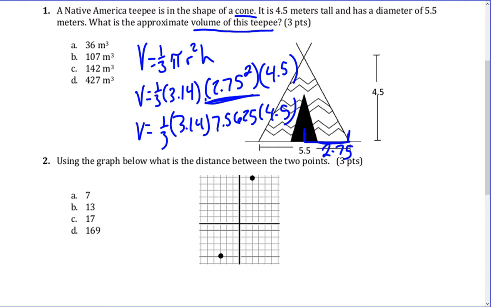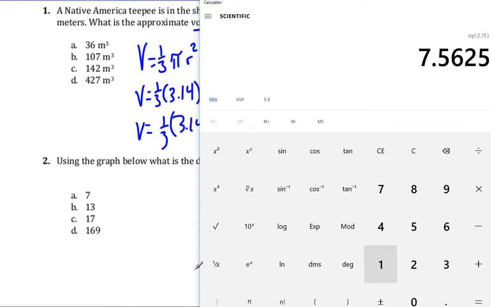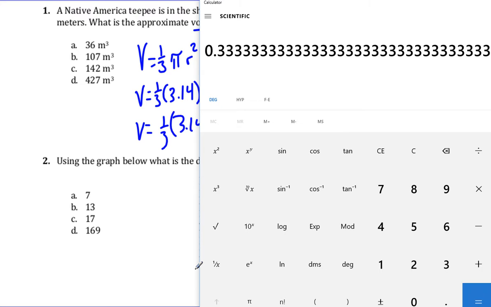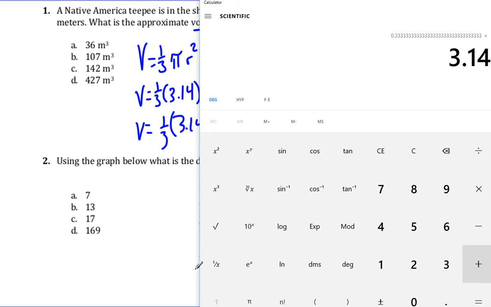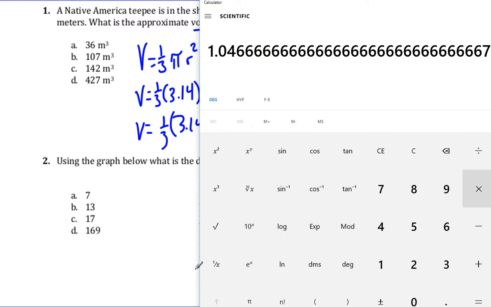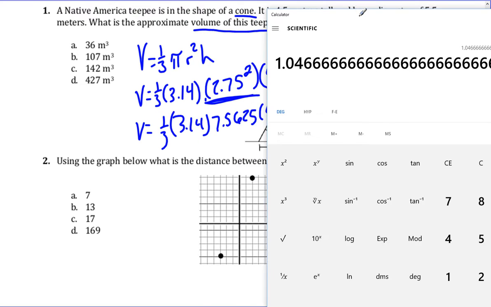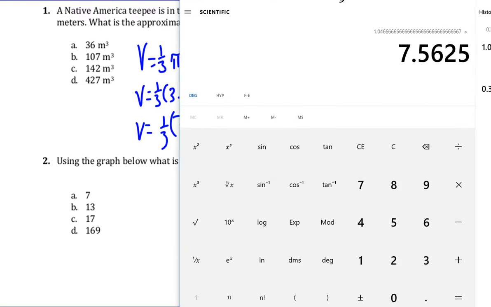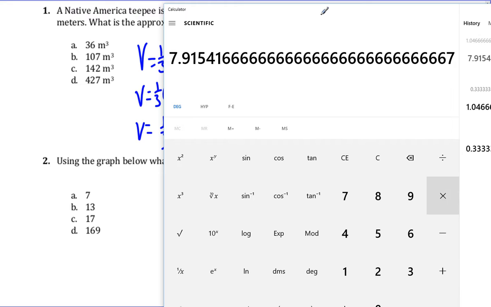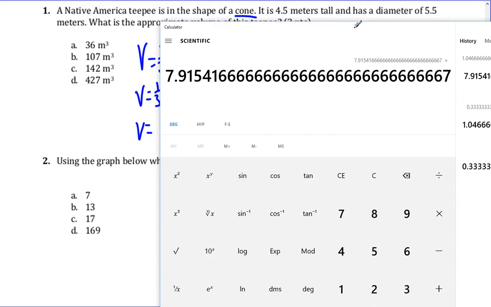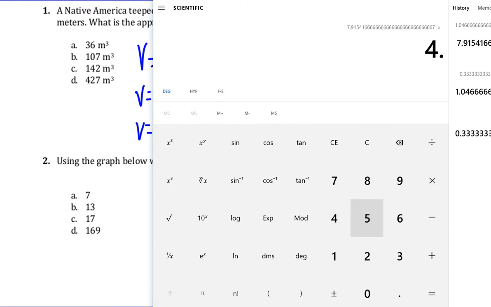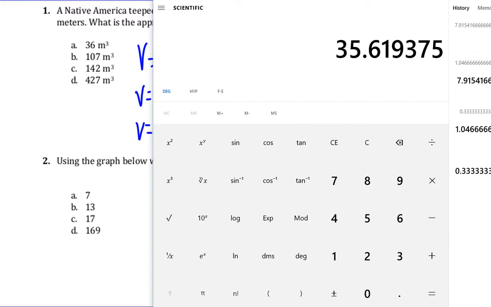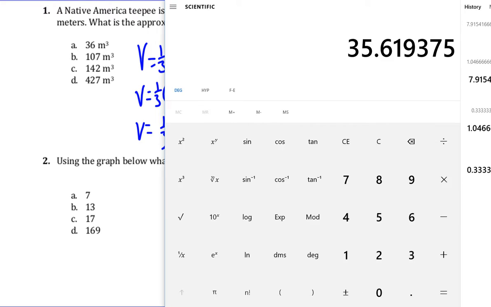So I'm going to take 1 divided by 3. That gives me 1/3 as a decimal. Times 3.14, times 7.5625. I know some of that was off the screen for you, but there it is. Times 4.5, equals, I got an answer of 36.6. So volume equals 36.6.